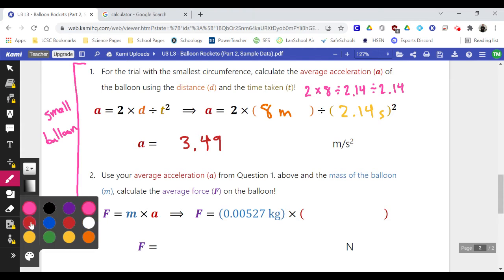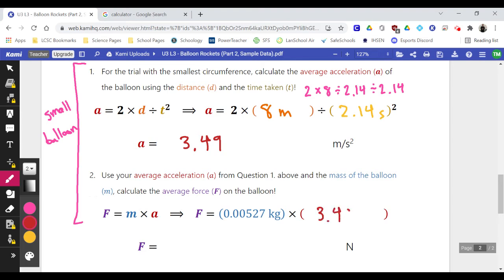So if we take this mass of the balloon, this small balloon, times our acceleration of 3.49 meters per second squared, or whatever your acceleration was, we're using the same number down here. We just multiply those numbers together and then we'll get the force. So really, this part up here was the hard part. This part down here is pretty easy once we have the acceleration. So if I take 0.00527 times this 3.49, I should get my force in newtons. That's our unit of force, newtons. So let's do that.